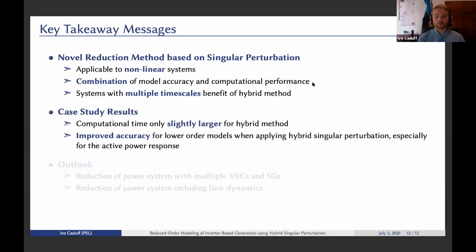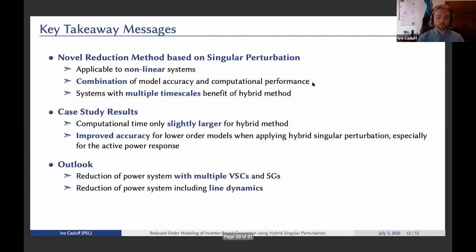Also, the performance of the introduced method was analyzed in a small case study, as I just showed you, where runtime and time domain response accuracy were compared. The slightly longer runtimes of the hybrid method were compensated by the improved reduced order model accuracy, especially for the active power output, which has the largest influence on the inverter current.